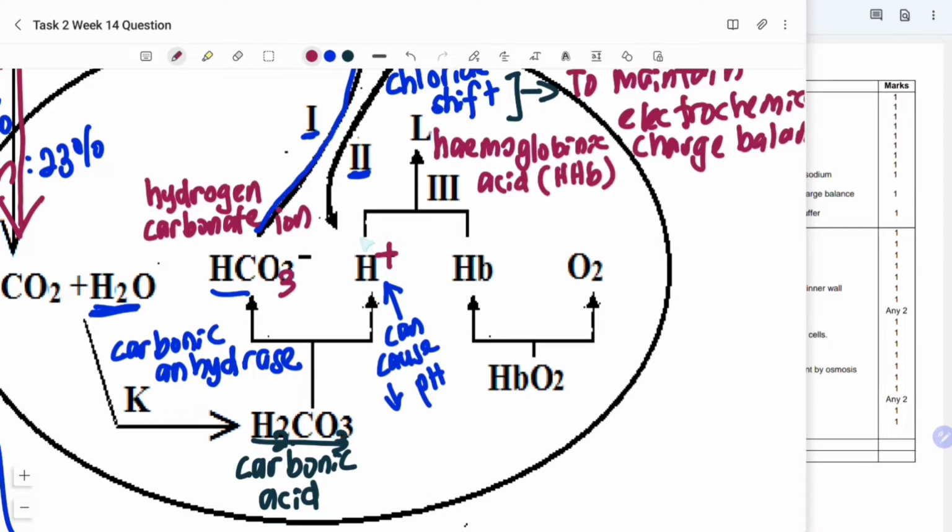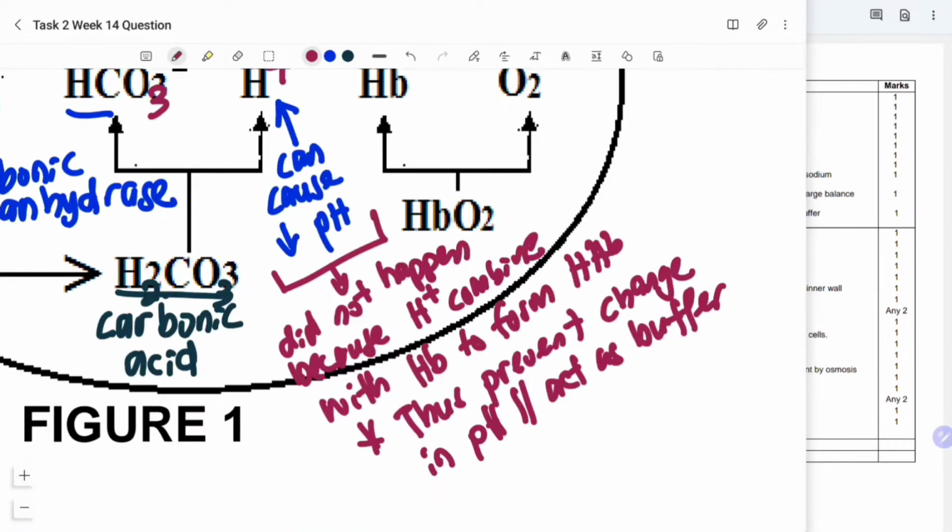So kita nampak walaupun there is a possible chance of decrease in pH, tetapi the decrease does not happen because the H plus produced from dissociation of carbonic acid will combine with hemoglobin dan akan membentuk molekul lain yang kita panggil sebagai HHB, iaitu hemoglobinic acid. So this is why kalau soalan tanya what is the importance of formation of HHB, kita kata the function is untuk prevent change in the pH of the blood ataupun to act as a buffer.